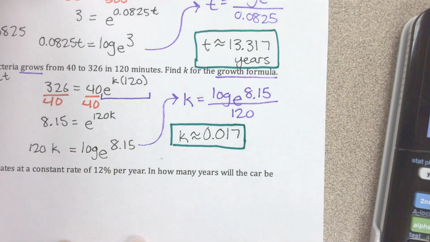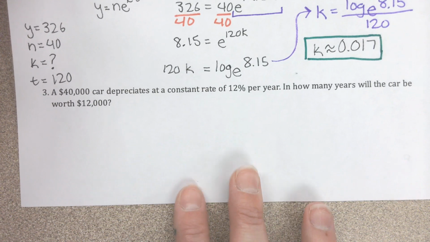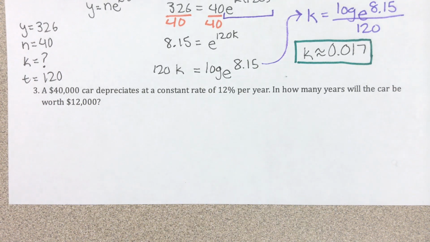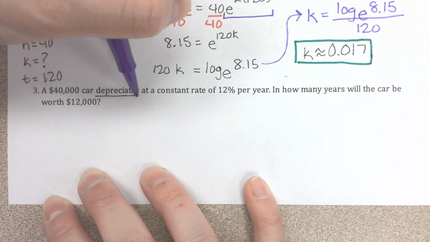Number 3, the final type. A $40,000 car depreciates at a constant rate of 12% per year. In how many years will the car be worth $12,000? So the dead giveaway here is the word depreciates.